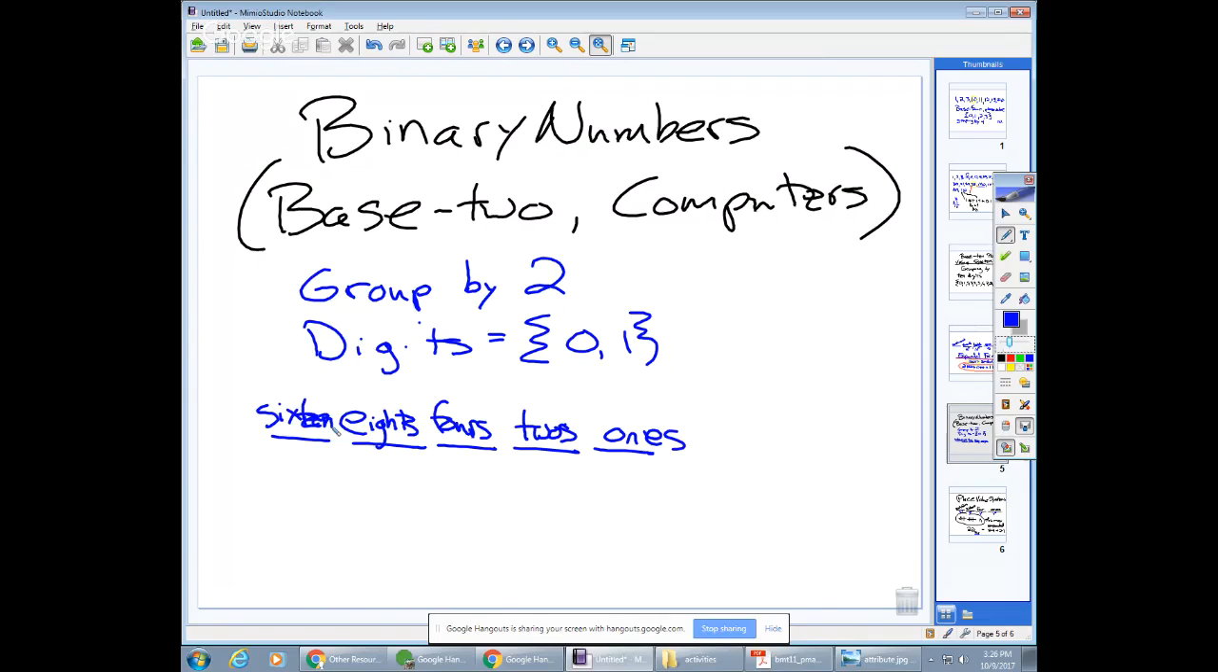Thinking about this in terms of powers, 2 to the first, 2 to the second, 2 to the third, 2 to the fourth would be the 16s. The 1s would be what? 2 to the 0. Yeah, it's always whatever base to the 0. So we always have our 1s, then we have our base, then we start grouping by our base to get other places.